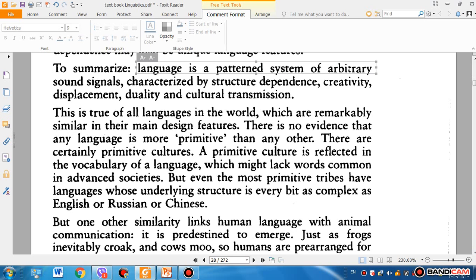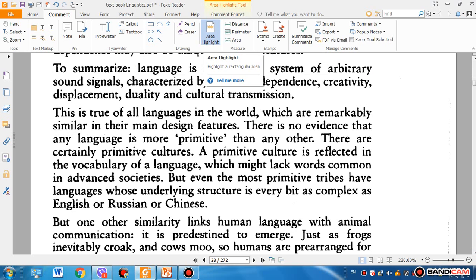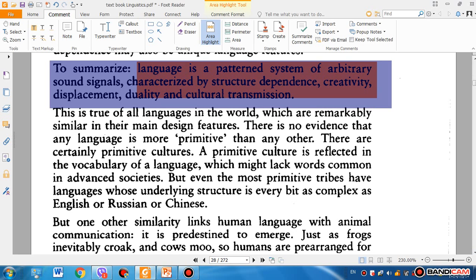To summarize, Charles Hockett's design features: language is a patterned system of arbitrary sound signals characterized by structure dependence, creativity, displacement, duality, and cultural transmission. This is true.